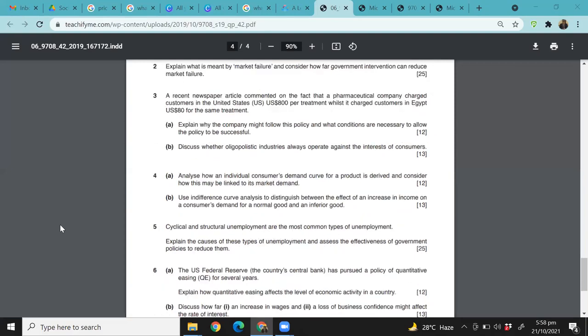Which other question would you have attempted? Question 5. Okay, let's do that. Cyclic and structural unemployment are the most common types of unemployment. Explain the causes of these types of unemployment and assess the effectiveness of government policies to reduce them.